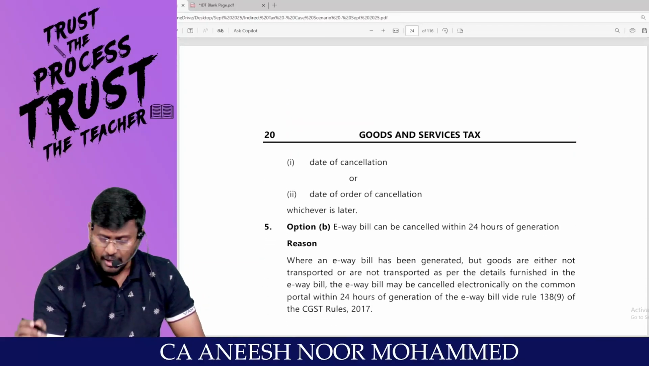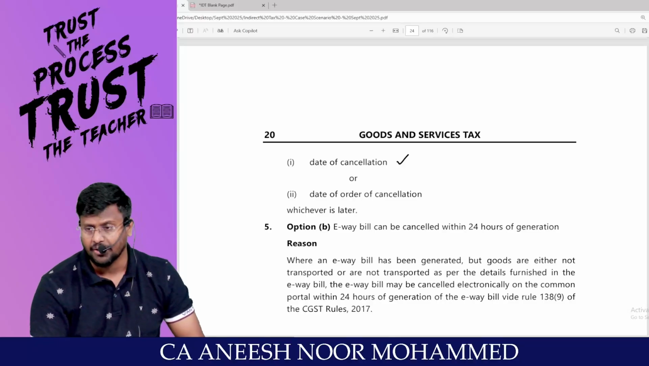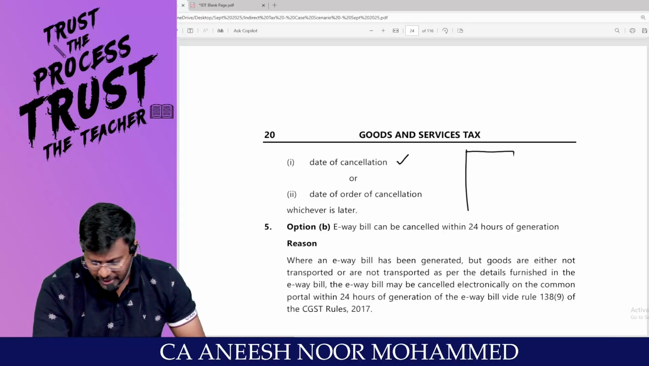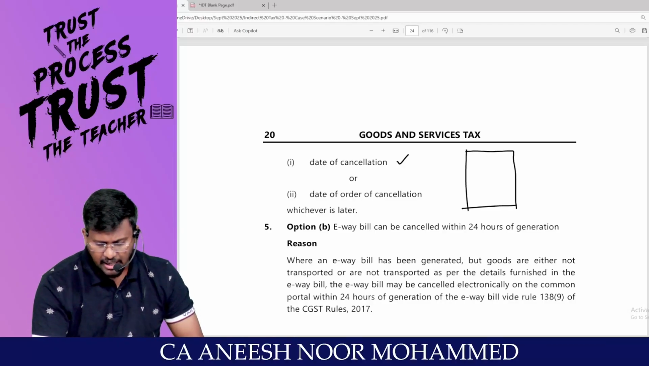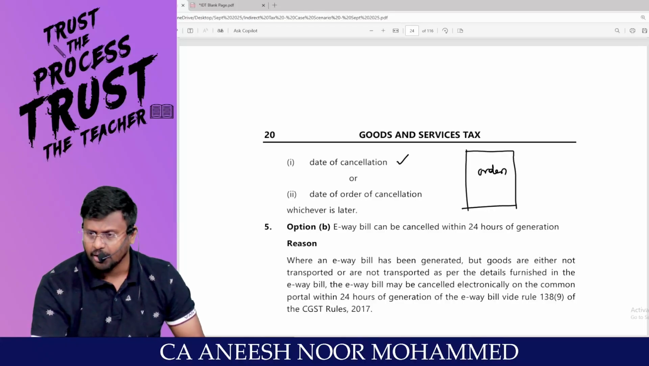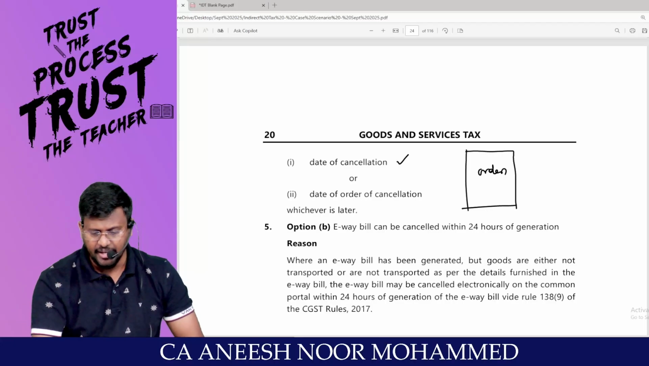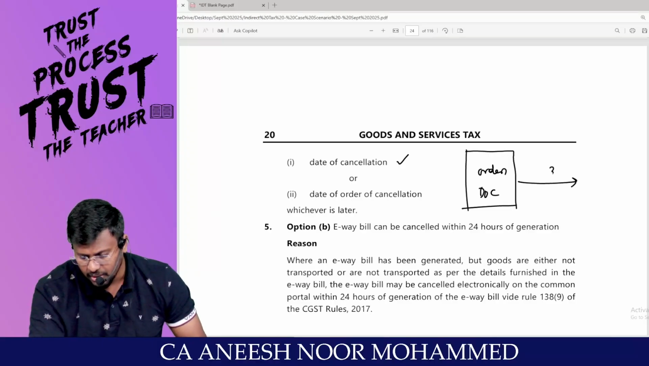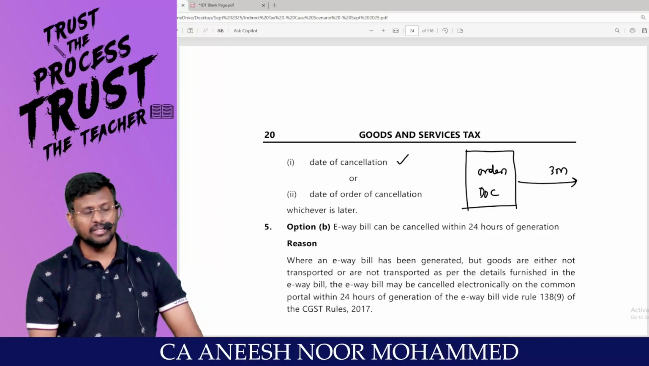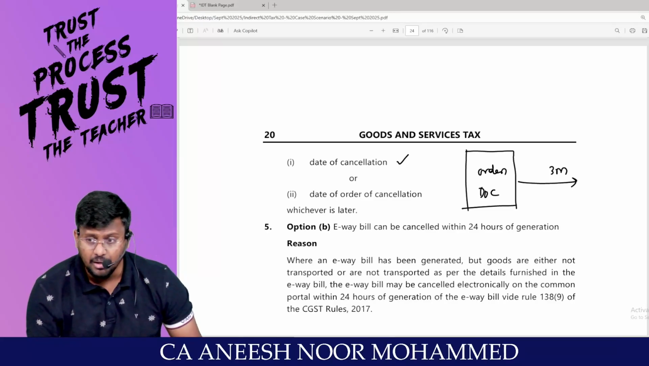3 months of what? Of the 2 dates: either date of cancellation. For example, sir, today they are passing the order. In that order, today is the date of cancellation. Then from today, within 3 months, I have to file the return. File the return. What return?